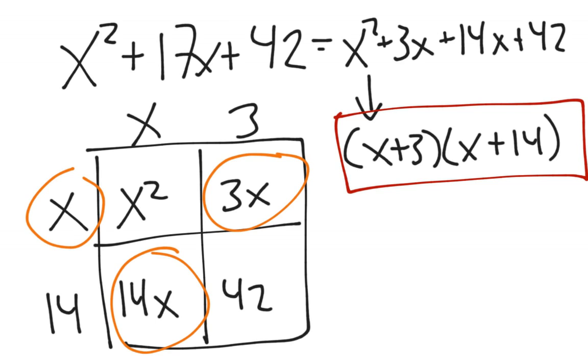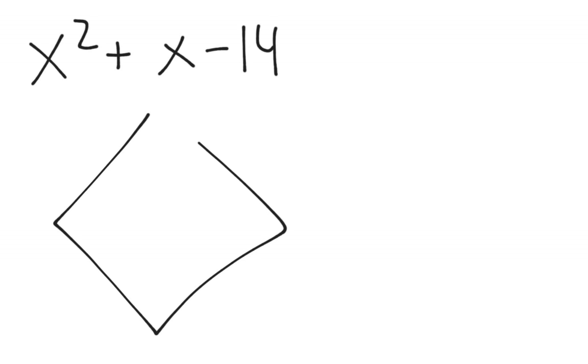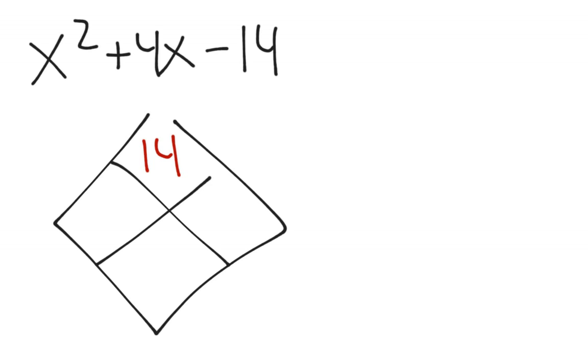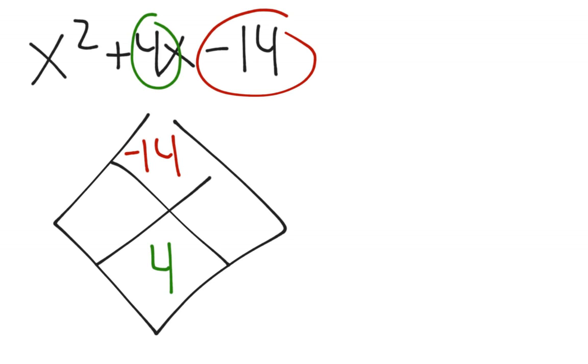Some other things to be aware of. If I have a problem like x squared plus 4x minus 14, I set up my diamond. I'm sorry, that should have been x squared plus 4x minus 14, not x squared plus x. I put minus 14 on the top and 4 on the bottom.